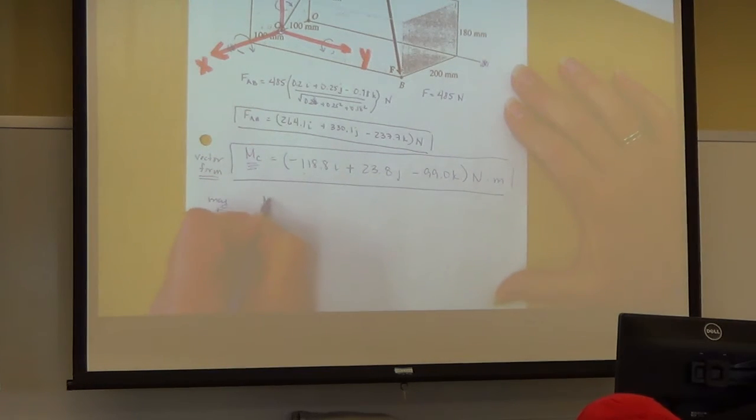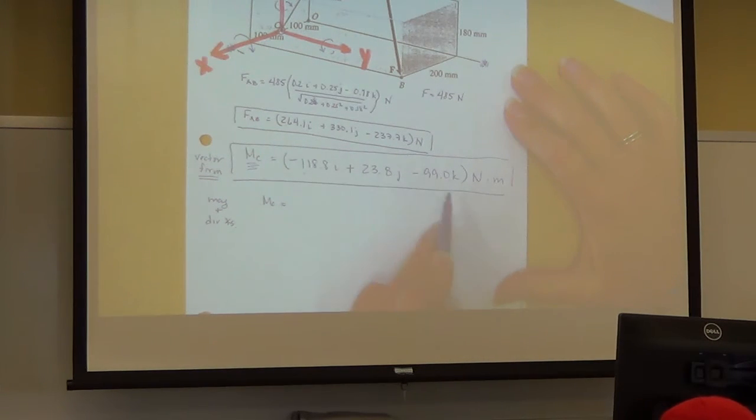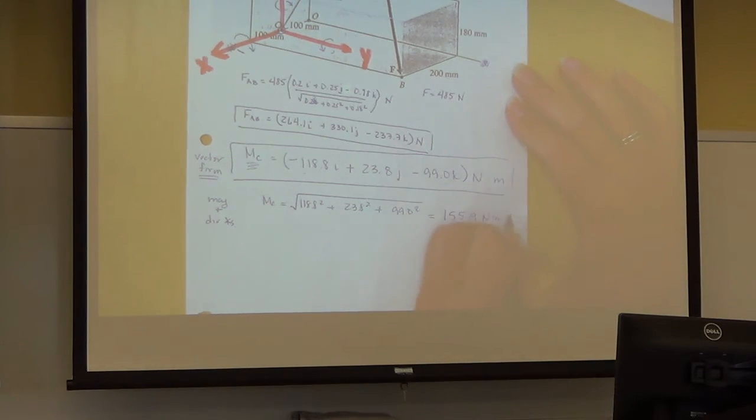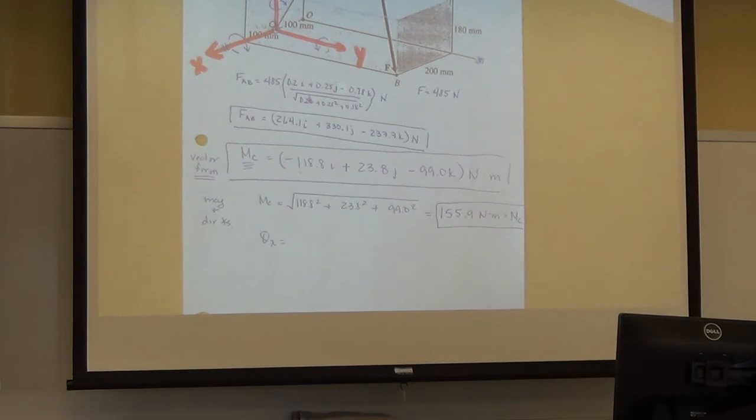So how do I find the magnitude of this? How do I find the magnitude of a vector? Pythagorean's formula. Right? Isn't it Pythagorean's in 3D? And what does it come out to be? 155.9 Newton meter. Talk to the person next to you. How are you going to find the direction angles?